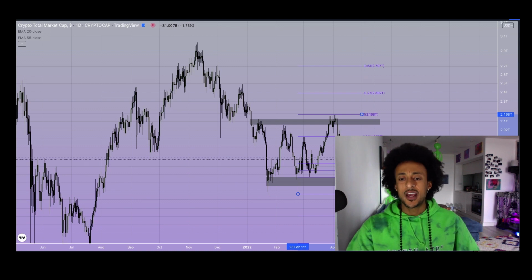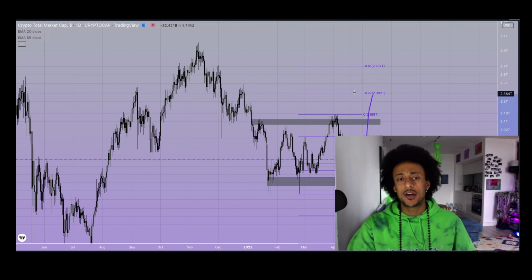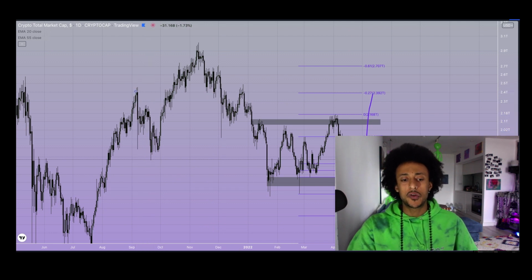So of course, if this level now acts as support and holds, I'll just highlight it there with this. If this zone here holds now, then we can expect a move to the 0.27. Simple as. And where does that bring us to? Boom, the next level of resistance. And whereabouts is that? That would be 2.4 trillion.